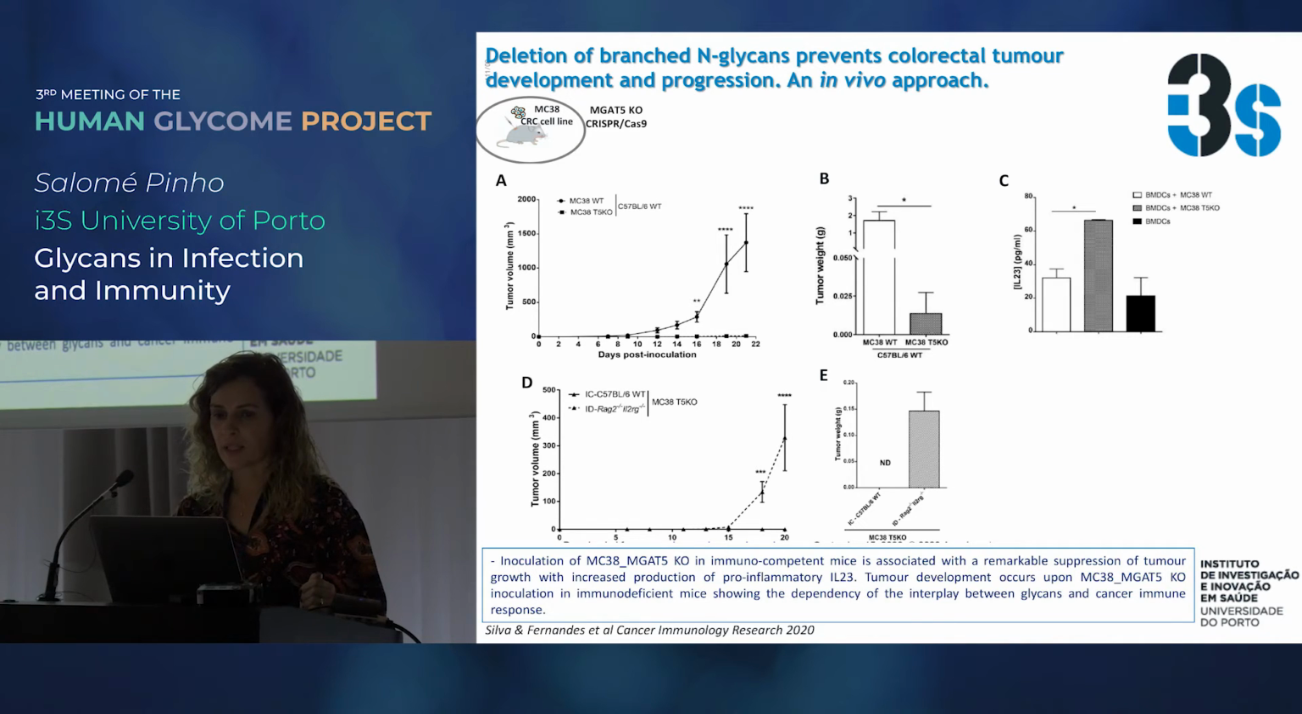But to overcome this, we co-cultured our glycoengineered cancer cells with bone marrow-derived dendritic cells from the mice. And we observed that when we delete the branched glycans, we can foster and stimulate an effective anti-tumor immune response through the release of pro-inflammatory cytokines. To prove that glycans are really important interplayers with the immune system, we inoculated the same cell lines but in immune-deficient mice. And actually, in this scenario, tumors were allowed to grow, meaning the dependency of the interplay between glycans and the cancer immune response.